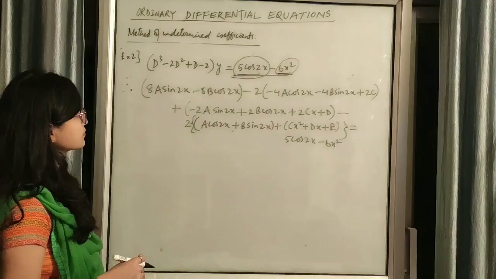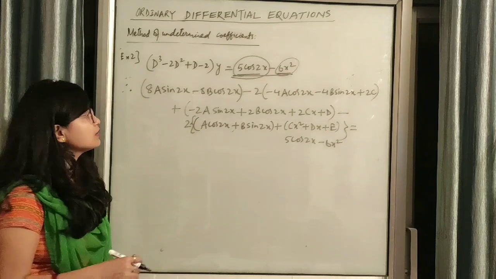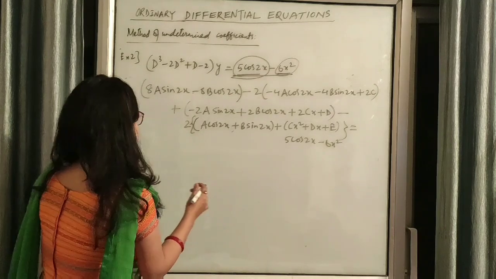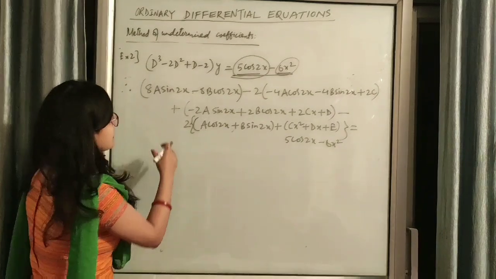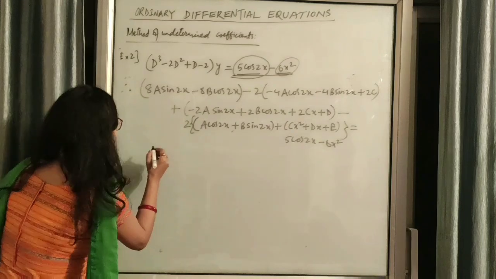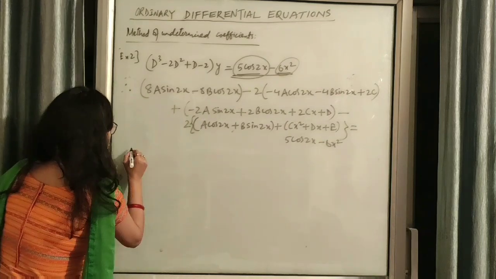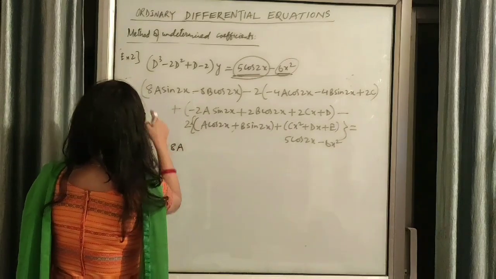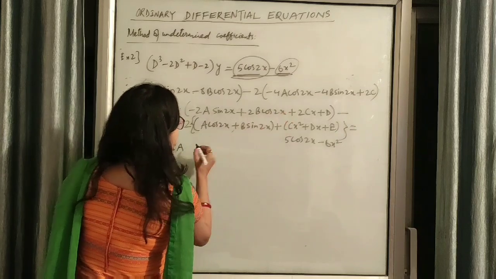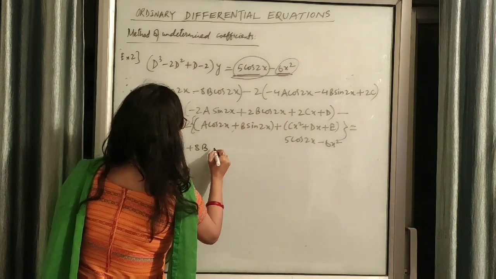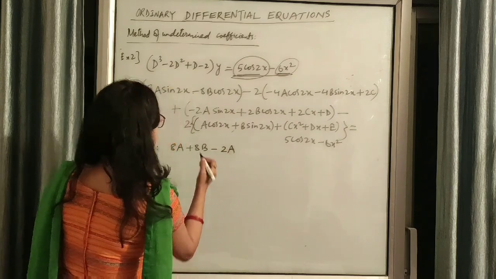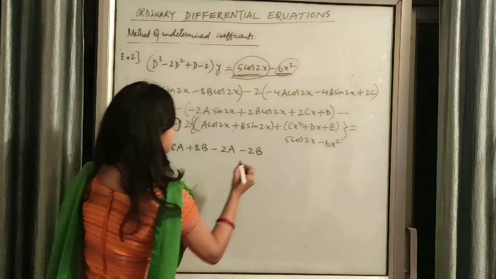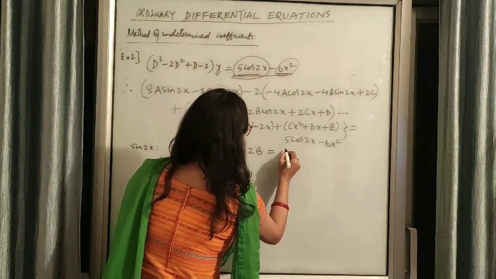Now let's simplify this expression and we have to equate the like terms on both sides to determine the unknown coefficients a, b, c, d, e. So for this, let's start with the coefficient of sin 2x. On the left hand side we have 8a, then 8b, minus 2a, then minus 2b. On the right hand side there is no sin 2x term, so the coefficient is 0.